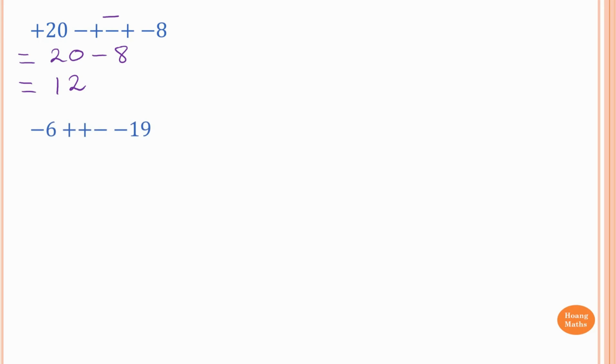Next one. So we have negative 6 plus minus 19. So we just count how many negatives, okay? So we have 1 negative, 2 negative, ignore positive. So that becomes positive because 2 negatives, so even, so it should be positive. So now I just rewrite this. So that becomes minus 6, or negative 6 if you like, plus 19. Now minus 6 plus 19 is the same as 19 minus 6. So 19 minus 6. So 9 minus 6 is 3. And the 1 we just write it down. So the answer is 13.